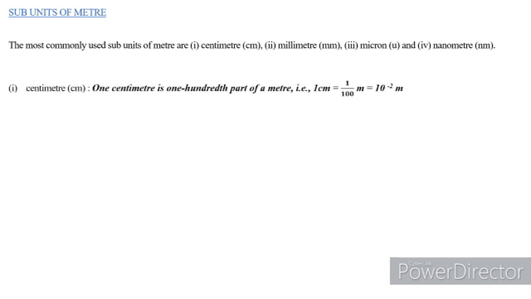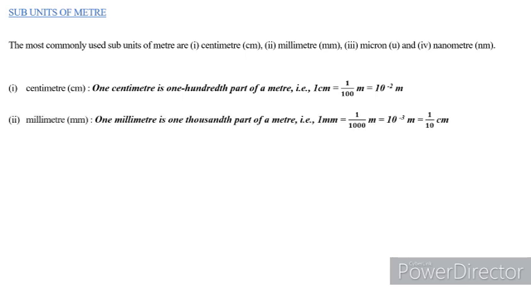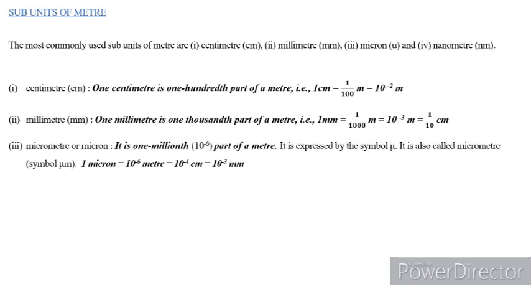First one is centimeter. 1 centimeter is 100th part of a meter, or we can say 1 centimeter is equal to 1 by 100 of a meter, or 10 raised to minus 2 meters. And 1 millimeter is the 1000th part of a meter, or 1 by 1000 meters, or 10 raised to minus 3 meters, or we can say 1 by 10th of a centimeter.